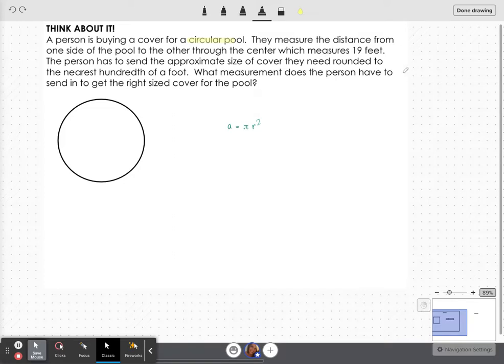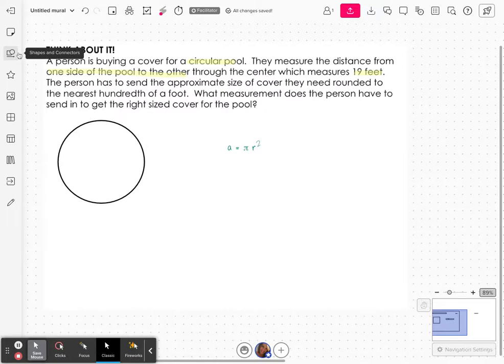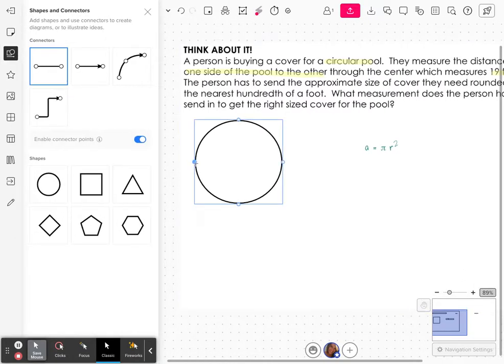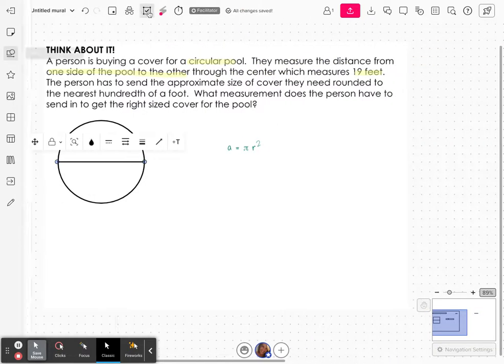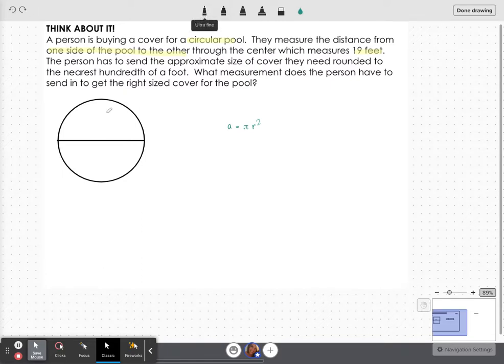The other thing that is important to note is the distance from one side of the pool to the other through the center is 19 feet. So let's think about what that looks like. From one side of the pool, so we'll say right here, through the center, we know is 19 feet. So let's label that. This is 19 feet.